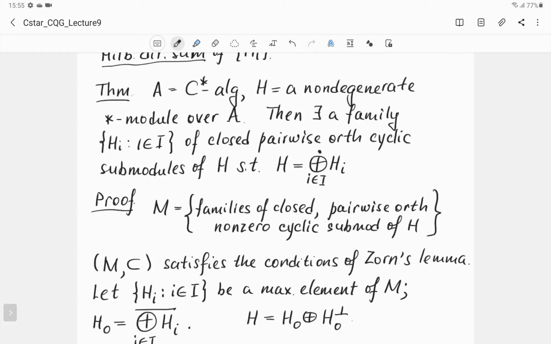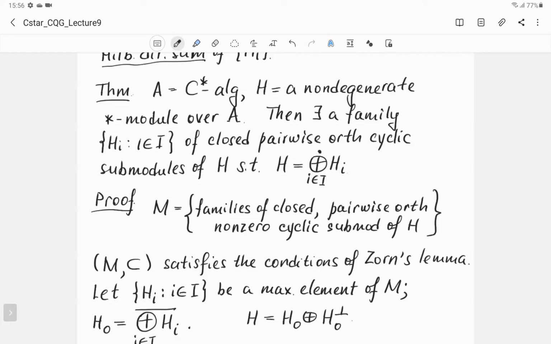cyclic star representations and GNS representations of a C-star algebra are actually equivalent notions. So each GNS representation is cyclic, and on the other hand, each cyclic representation is unitarily equivalent to a suitable GNS representation. And in fact, this correspondence becomes a bijection between the set of positive functionals and the collection of all cyclic representations equipped with fixed cyclic vectors. So this will be our next goal for the next lecture.